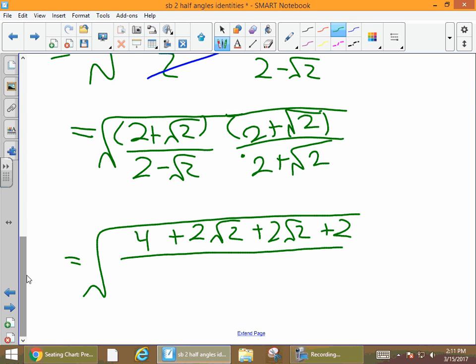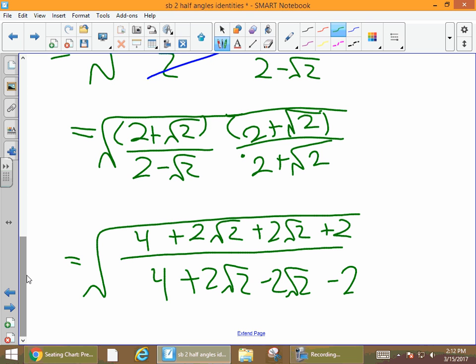Our denominator, we're going to do the same thing. So first is 2 times 2, is 4 again. Outer is 2 times positive radical 2, so we have 2 radical 2. Inner, negative radical 2 times 2, that's going to be a negative 2 radical 2. So we'll see this cancel out. And then negative radical 2 times positive radical 2, what is that going to be? It's going to be negative 2, because it becomes a negative radical 4, which simplifies to a negative 2.